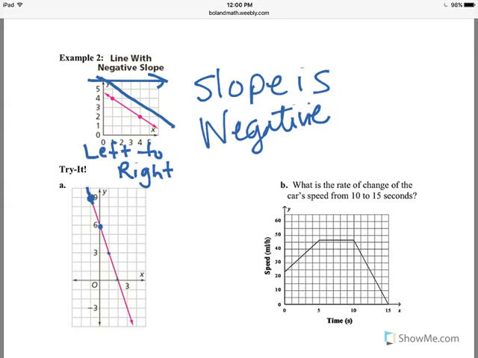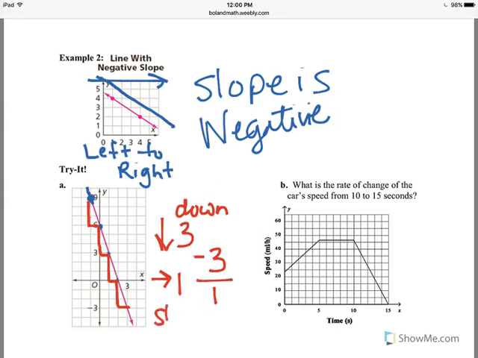So each time you're not going up, you're going down. So you'll count 1, 2, 3, and then over 1. So it's down 3, over 1, down 3, over 1, down 3, over 1. If you're going to go down 3, down means negative. So you'd put negative 3, and then you're going right 1. So your slope is going to be negative 3.